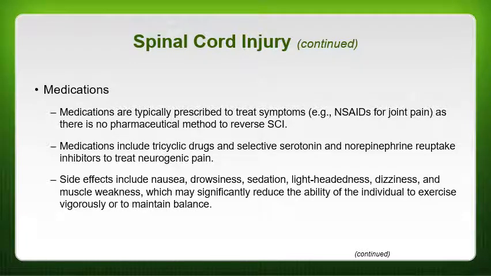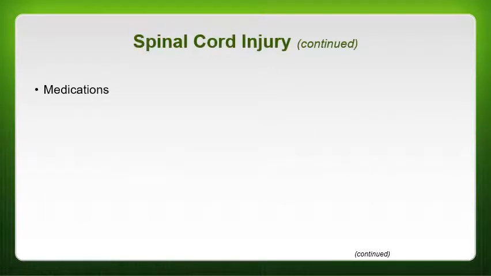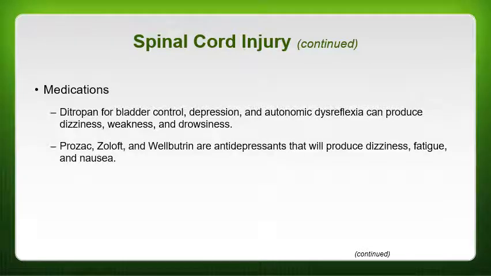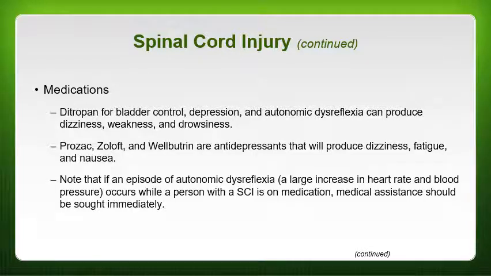Again, side effects for various medications include nausea, drowsiness, sedation, lightheadedness, dizziness, and muscle weakness. Those are things that will impact the individual's ability to either exercise or maintain balance, so obviously those are things to keep in mind with those particular medications. Some other medication issues: Ditropan for bladder control, depression and autonomic dysreflexia can produce dizziness, weakness, and drowsiness. Other antidepressants, Prozac, Zoloft, and Wellbutrin, can produce dizziness, fatigue, and nausea.